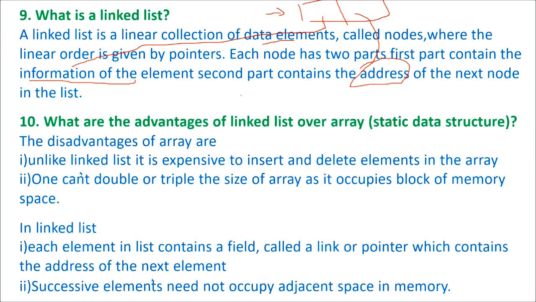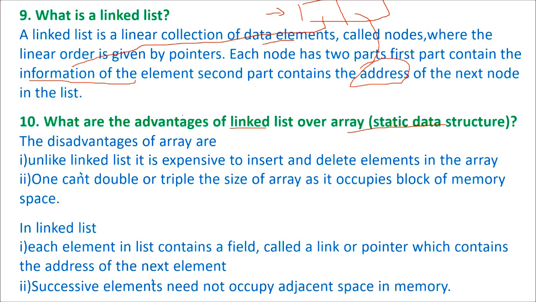What are the advantages of a linked list over an array? An array is a static data structure. And a linked list, because it grows, can be made in such a way that you can add various elements and you can dynamically delete also. That is, it is a dynamic data structure.